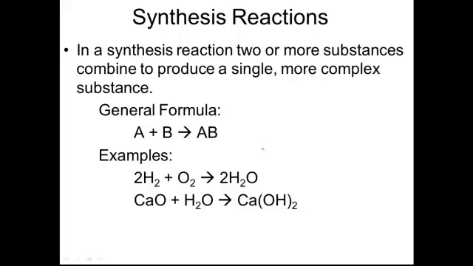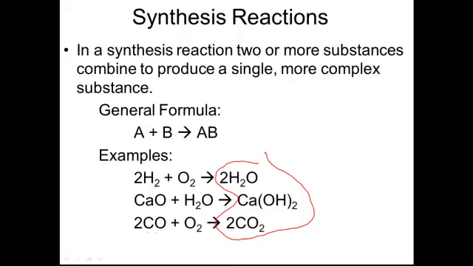So in this case, we've got calcium oxide reacting with water, and that's making calcium hydroxide. So again, two things coming together to make one. It's being synthesized. And then here, carbon monoxide reacting with oxygen gas to make carbon dioxide. Okay, again, pretty easy to see. You always end up with one thing when you start with two or more things on the reactant side.